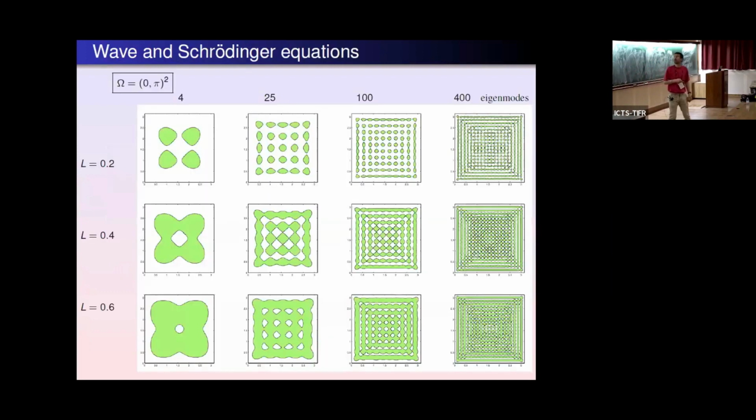So look, this is in the square. This is for different values of capital L, by rho. And you see that each time you increase the number of modes, in some sense, the subset is getting to something quite fractal.